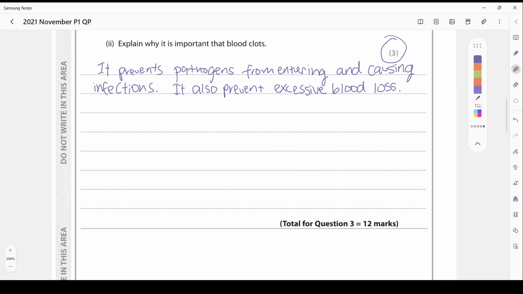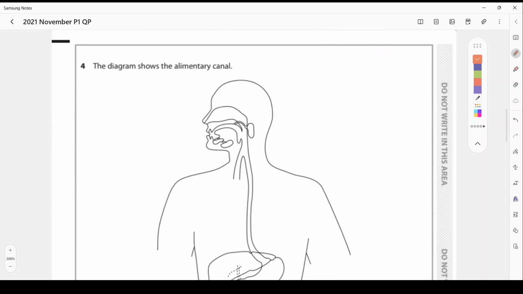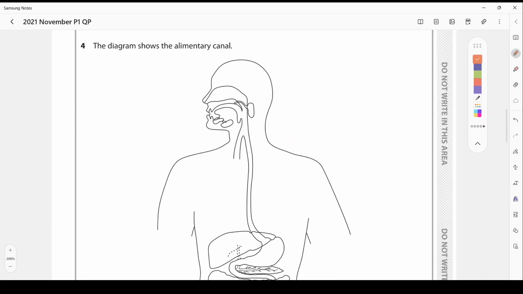Okay, let me just go over the marks. So 1 mark for prevents pathogens from entering, that's 1 mark. Causing infections, that's a 2nd mark. Prevents excessive blood loss, that's a 3rd mark. Okay, let's move on to question 4.